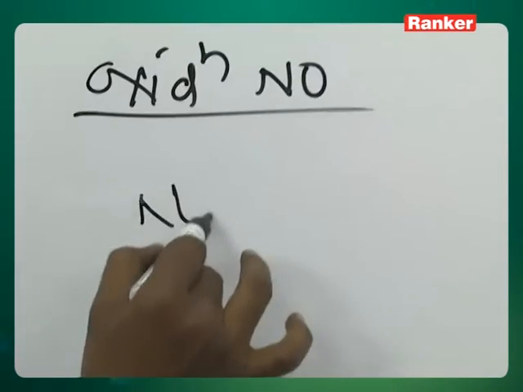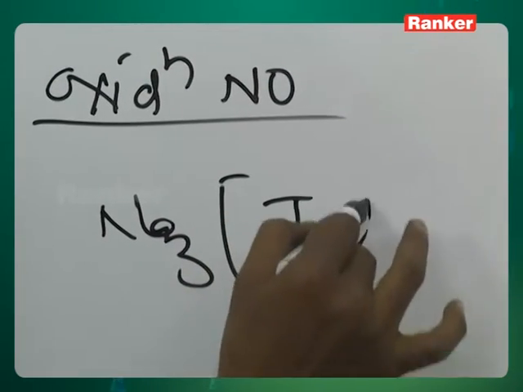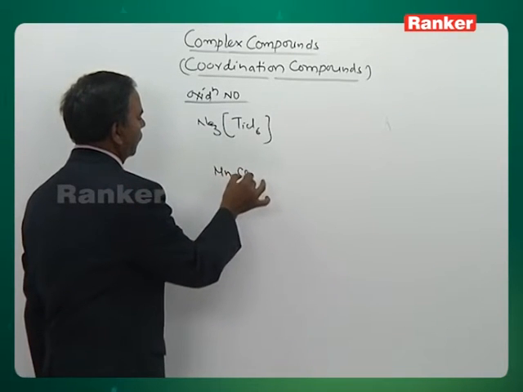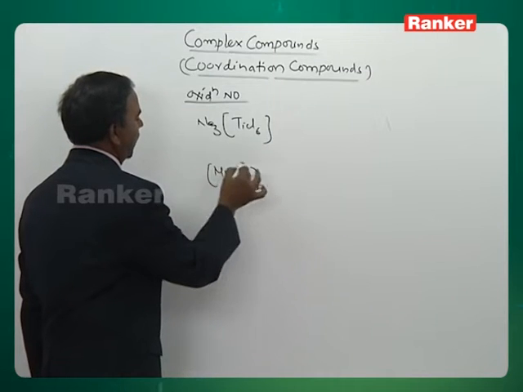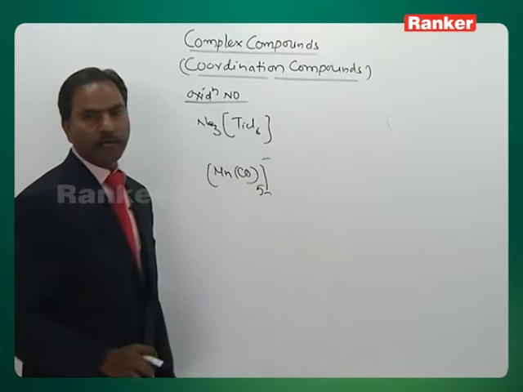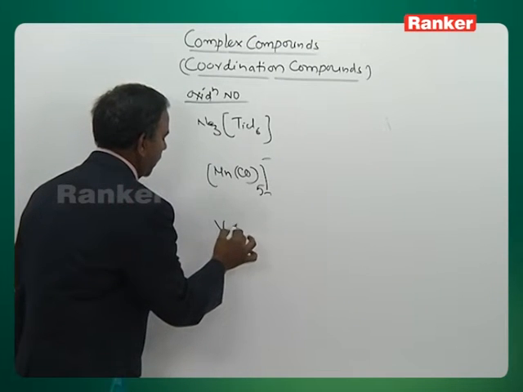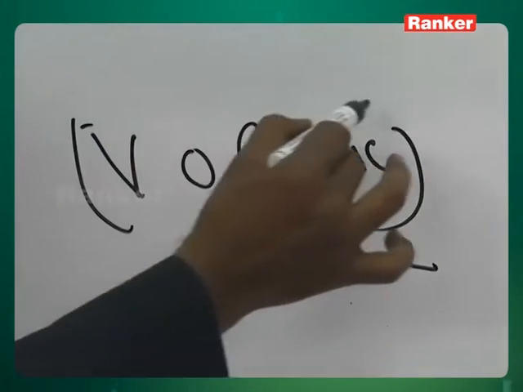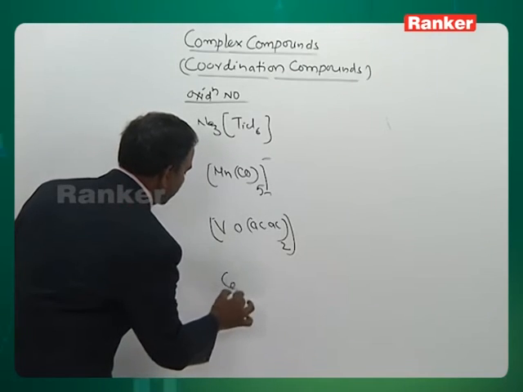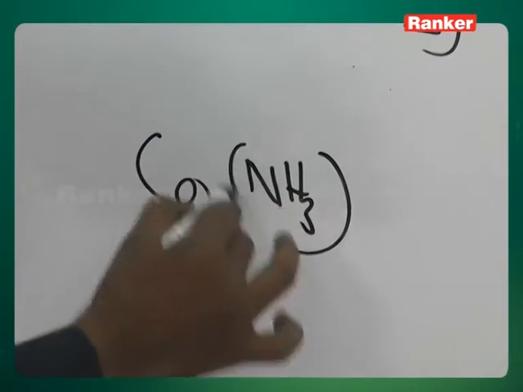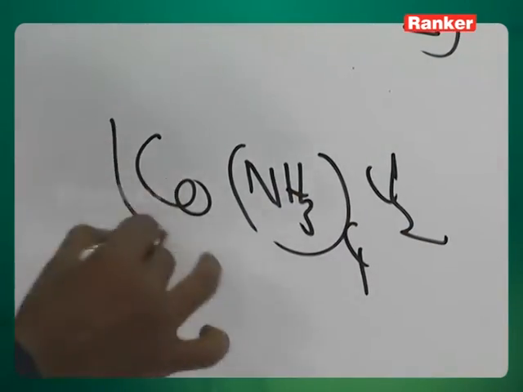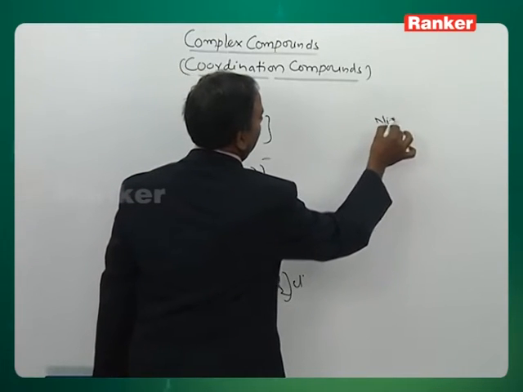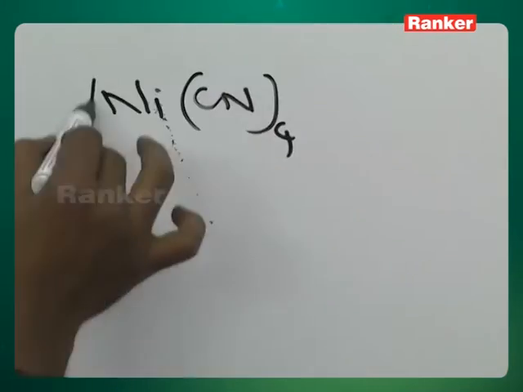Look at the board. Look here, Na3TiCl6, one of the complexes. Take any charged complex, I will give Mn(CO)5. Let me write an anionic complex. Let me write this: vanadium O (acac) taken twice. I am writing acac taken twice. Let me write one more complex, Co(NH3) taken 4 times, Cl2, Cl you write, right. Next let me write one more complex, simply I am writing Ni(CN) taken 4 times, minus 4.